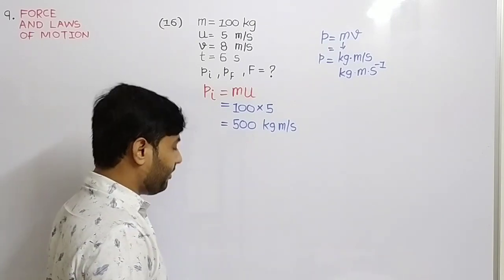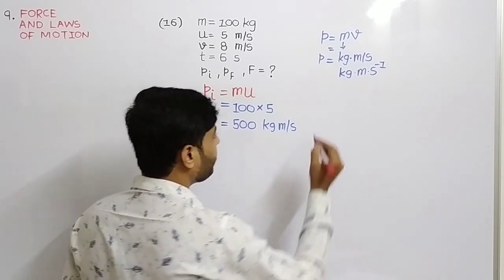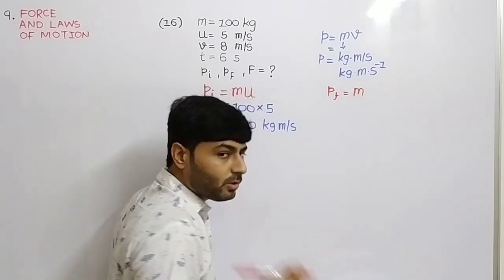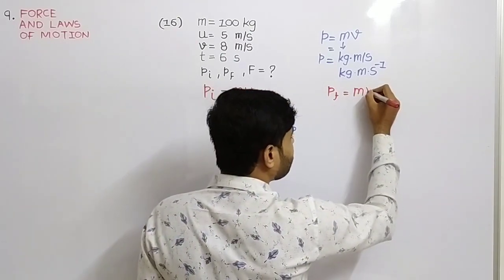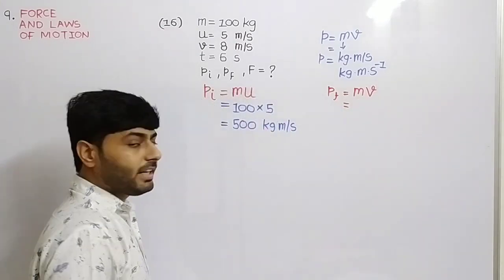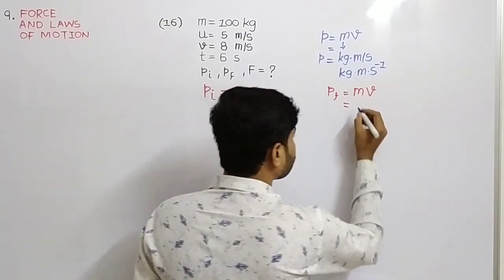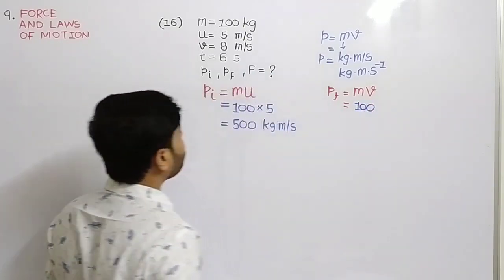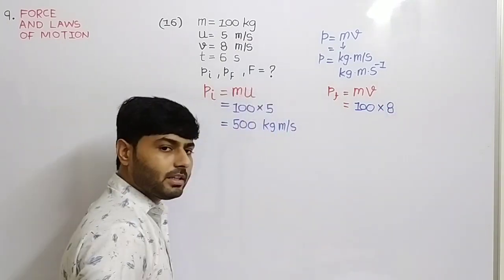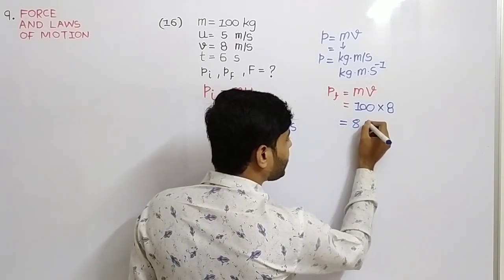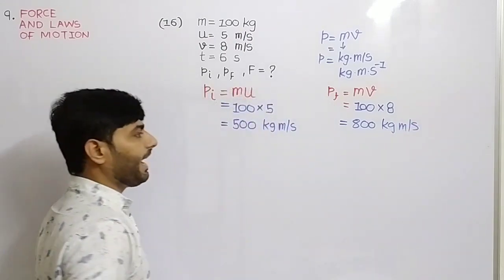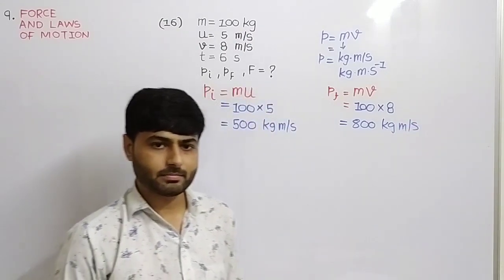In this way we can find final momentum as Pf. So I have Pf is equal to mass into velocity, but which velocity? That is final velocity. Here mass will remain the same, that is 100 kg, and velocity is increased to 8 meter per second. So I will write 8 meter per second. So I have the answer 800 kg meter per second as final momentum.